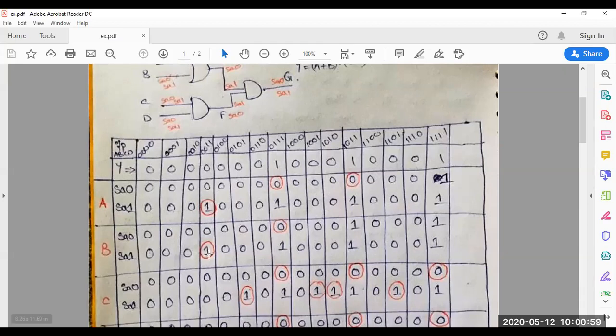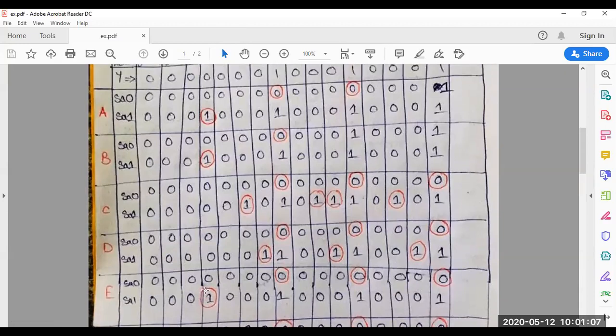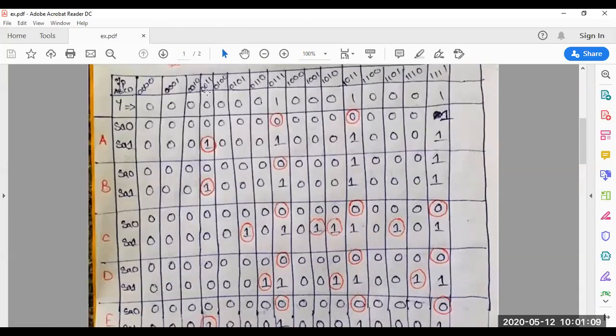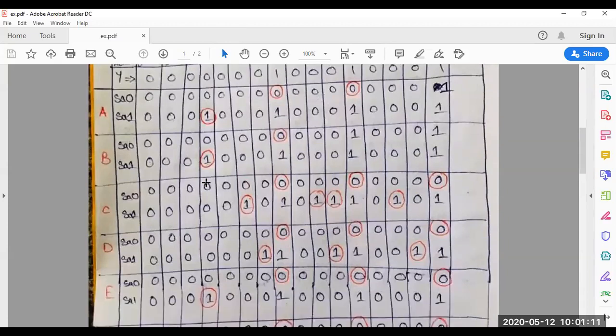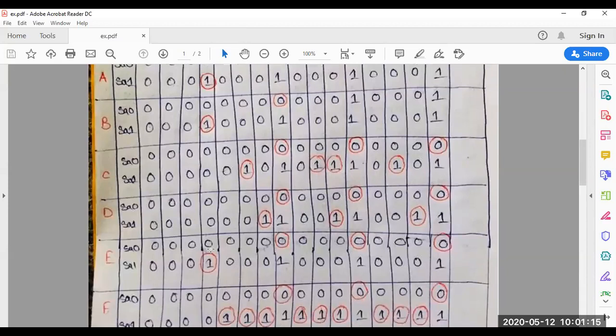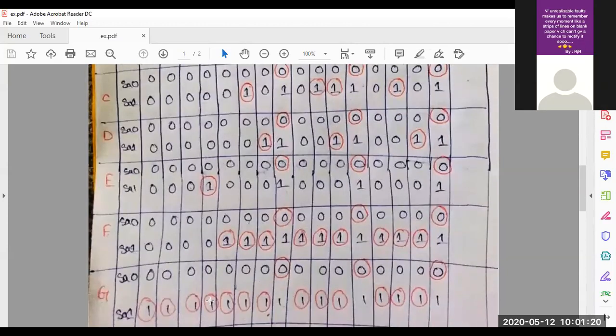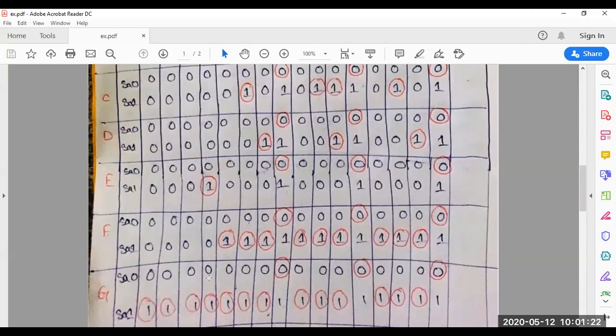In the same way, I have one more fault which is noted as E stuck at 1, within the same test vector 0, 0, 1, 1. And the same thing for G stuck at 1. That is, I have the same fault noted over here within the test vector.